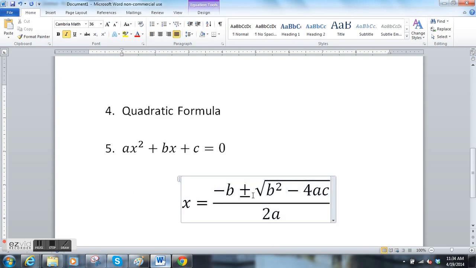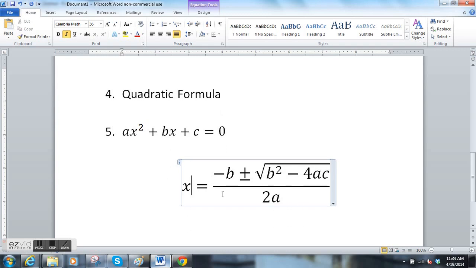Then you have the solution, x. There's two solutions, negative b plus or minus square root of b squared minus 4ac all divided by 2a. And the little song goes like this. X equals negative b plus or minus square root of b squared minus 4ac all over 2a.